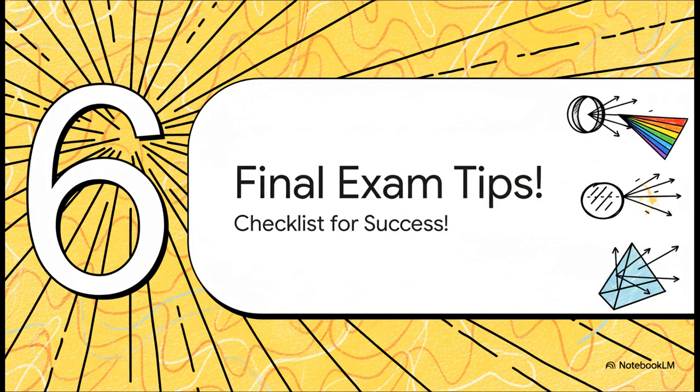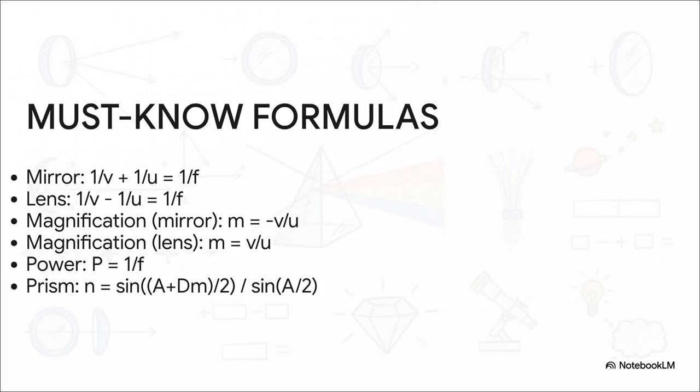You have done so well. Now, for the final part, I'm going to give you a checklist. The absolute must-know things for your exam. Quick, take a screenshot of this slide right now. These are the formulas you cannot go into the exam without knowing. We have the mirror and lens formulas, we have the magnification for both, don't forget that minus sign for the mirror, and we have power and the prism formula. This one slide is your key to all the numericals.